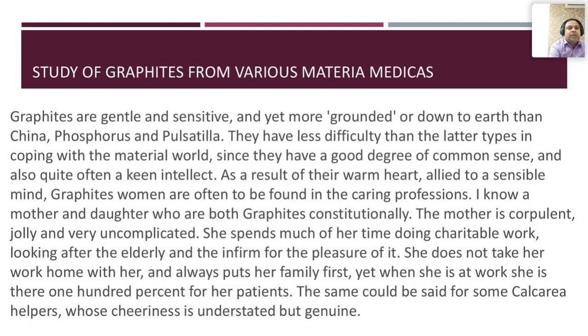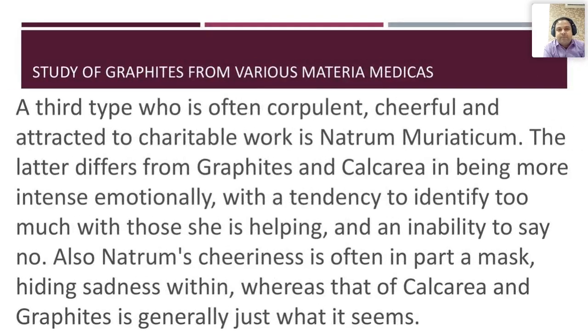So we'll just see a third type, which is often corpulent, cheerful, and attracted to charitable work: Natrum muriaticum. Natrum muriaticum differs from Graphitis and Calcarea in being more intense emotionally, with a tendency to identify too much with those she is helping and an inability to say no. Also, Natrum's cheeriness is part of the mask. We know Natrum doesn't want to hurt someone, doesn't want to get hurt. So Natrum's cheerfulness is a mask. This is not true with Calcarea and Graphitis. They are genuinely pleasing inside and outside.